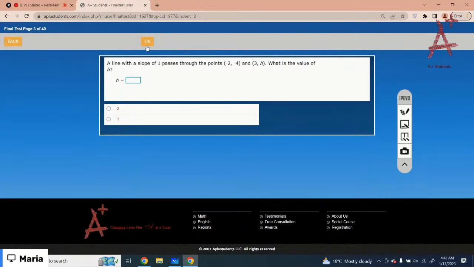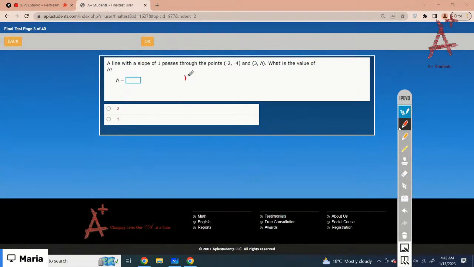Okay, a line with a slope of 1 passes through the points (negative 2, negative 4) and (3, h). What is the value of h? You have to find h, and you are given the slope. So just use the formula m equals y2 minus y1 divided by x2 minus x1. Just put in the values. It would be x1, y1 and x2, y2. Got it? And here you have the slope. So it would be 1 equals h minus negative 4 over 3 minus negative 2. So it would be 1 equals h plus 4 over 3 plus 2.